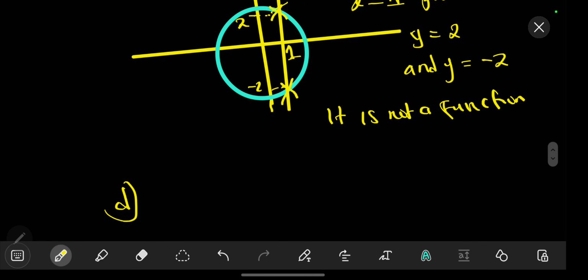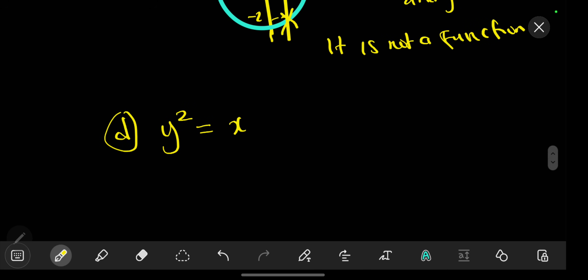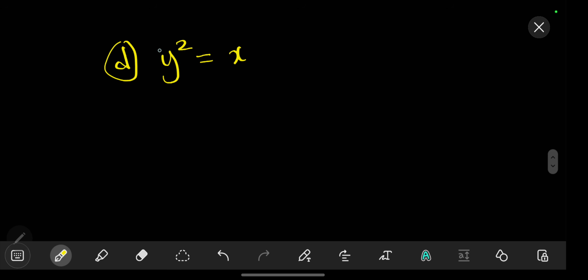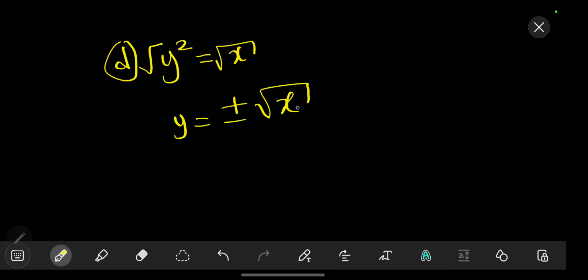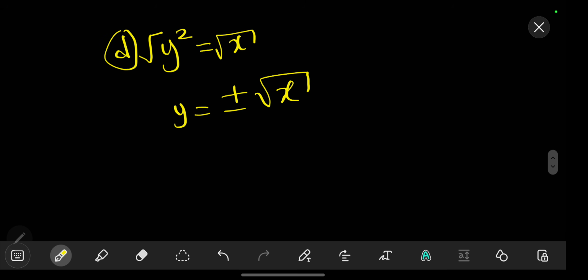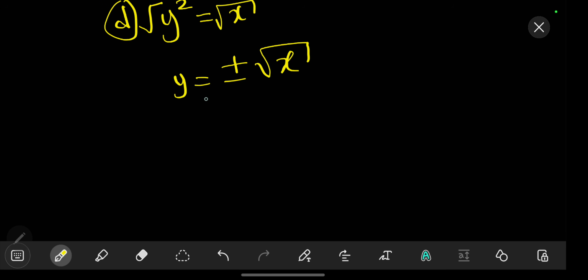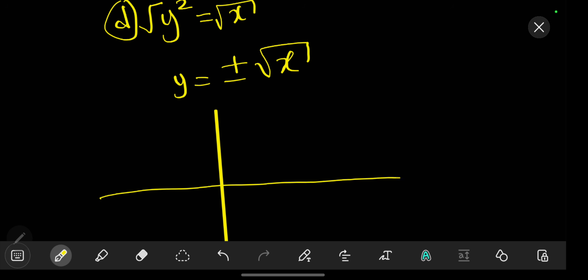Let's look at our D. Let's say we have y squared is equal to x. To graph this one, we are going to introduce the square root. So y just becomes equal to, immediately you introduce the square root, plus or minus the square root of x, like that. Now, just as I have told you, don't worry about how to graph these for now. As long as you have such a situation, you are going to have something like this.